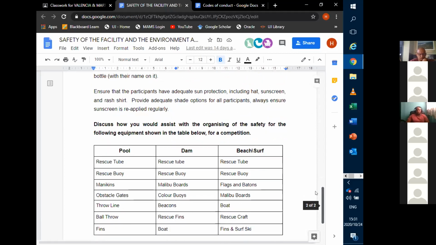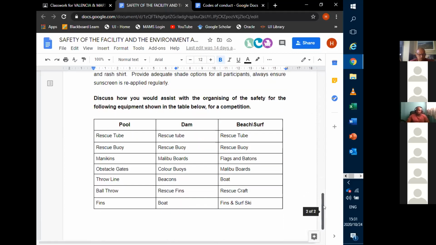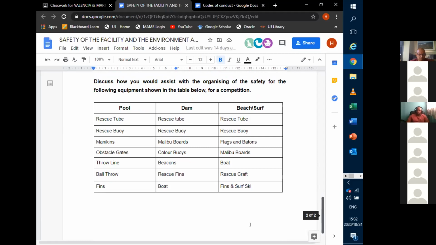Okay, then you have something you can discuss now: how you would assist with the organizing of safety for the following equipment shown in the table below for a competition. We have certain things we use, and I'm just going to pick out some of them. The rescue tube that we use for everyone, so that is in the pool, dam, and the surf. What do we need to look at for the safety of the equipment?